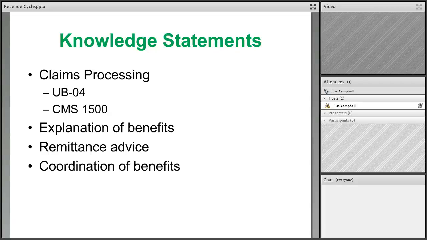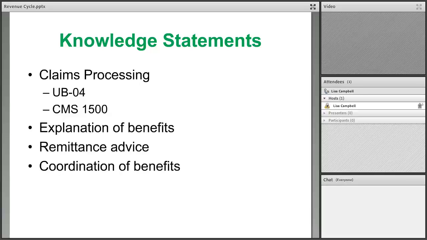And then lastly, you want to ensure that you know the difference between the UB04 claim form versus the CMS 1500 claim form. The UB04 claim form is used to reimburse for facility services, whereas the CMS 1500 is utilized for the provider, no matter where he or she is providing care.